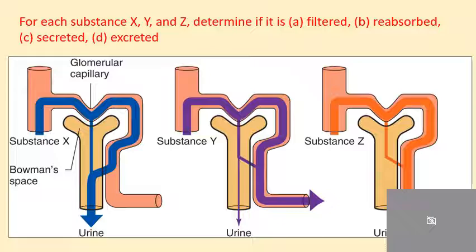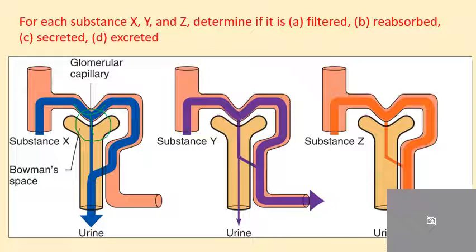Substance X is filtered. To be filtered means the substance moves out of the blood and into Bowman's space. Bowman's space is capsular space, or Bowman's capsule, or the glomerular capsule. So as blood passes through the glomerular capillary, some of that substance leaves the blood and becomes filtrate. This is what it means to be filtered. So yes, substance X is filtered.